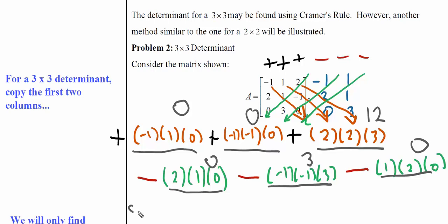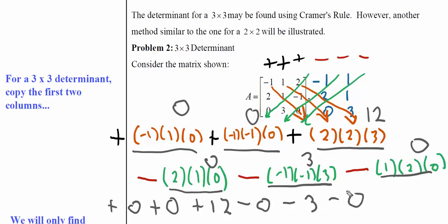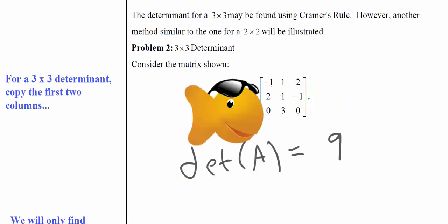So we have 0 plus 0 plus 12 minus 0 minus 3 minus 0. This looks like the determinant is going to be 9. Great job, everybody!